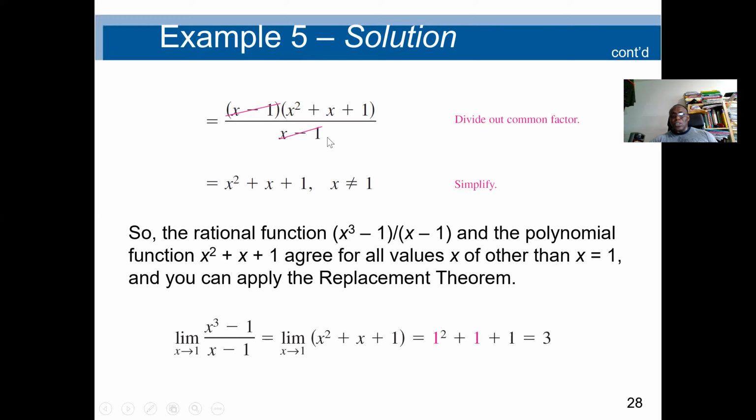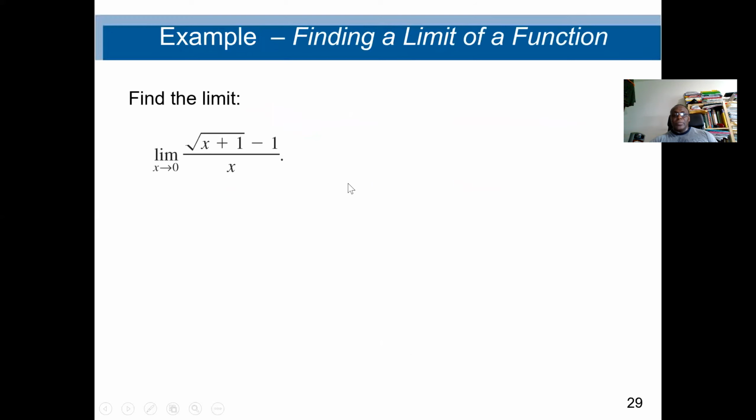S minus 1 cancel s minus 1. So we get s squared plus s plus 1. So let's try this next one, find the limit. Remember here we have a rational expression, but again, let's plug in the value and see what we get first.